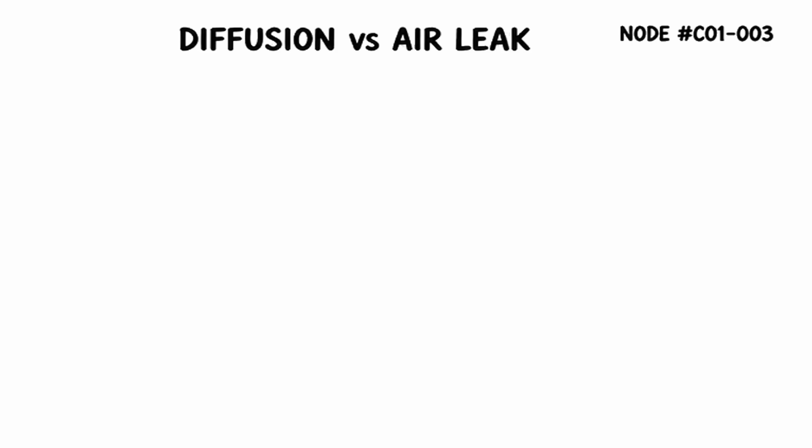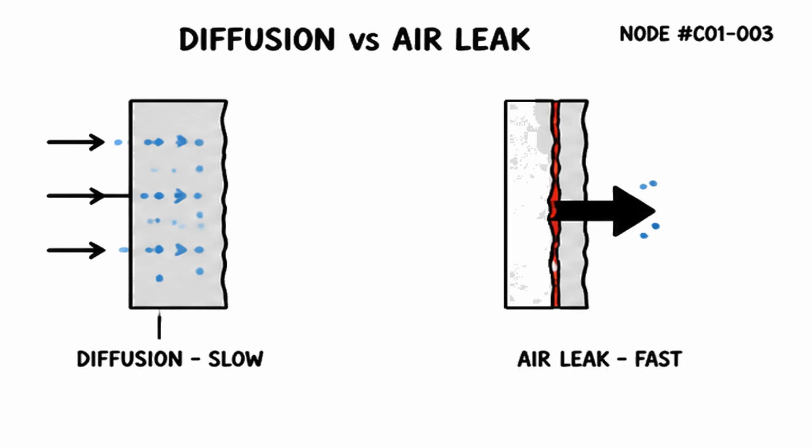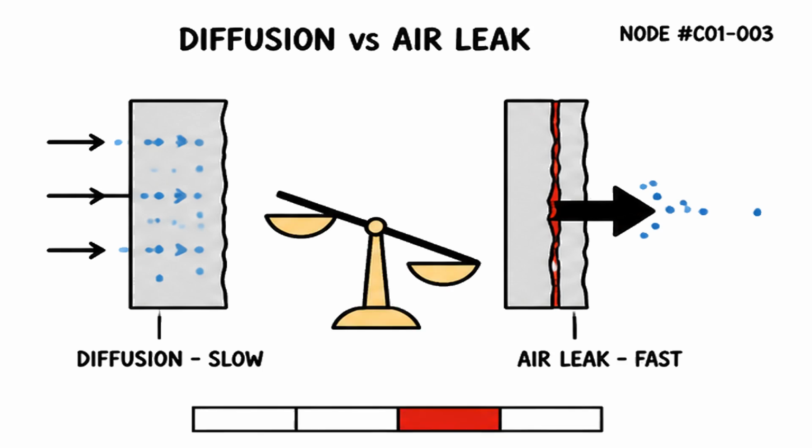Two transport routes carry moisture into the wall. Route 1, diffusion. Vapor slowly seeping through materials themselves. Route 2, air leakage. Room air flowing through gaps, carrying moisture in bulk. The gap wins by orders of magnitude.